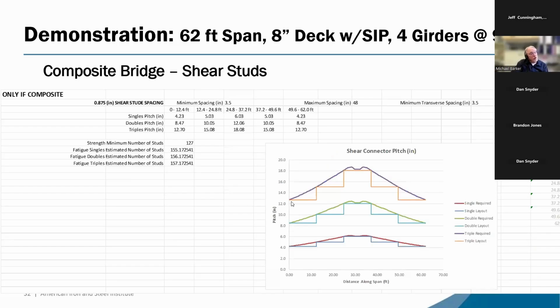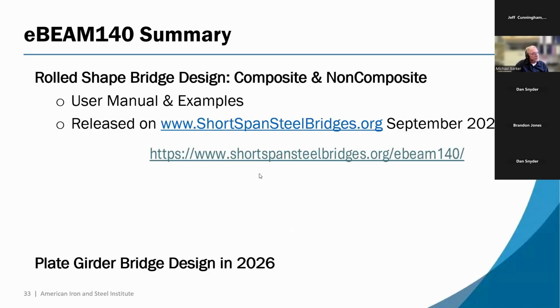But then now this one also does AASHTO 10, which I already said is going to be more economical than AASHTO 9 or previous, where it gives us an adequate singles, doubles, and triples pitch for the shear studs, for those 7 and 8-inch shear studs. It also gives us an estimate of how many studs it takes for the whole girder for that composite design under AASHTO 10. And so eBEAM 140 was released last fall, September 2025.